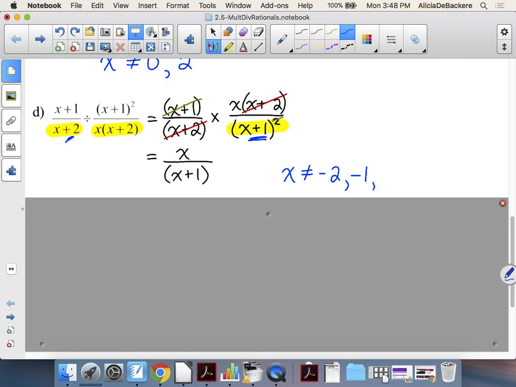And then finally, don't forget about this x by himself here. If that x by himself times the bracket, if that x was 0, 0 times the bracket would be 0, and I can't have that. So x also cannot equal 0. He's tricky to see. Watch out for him.